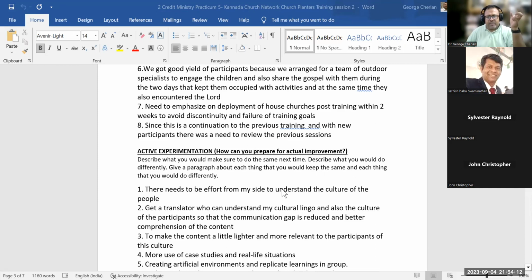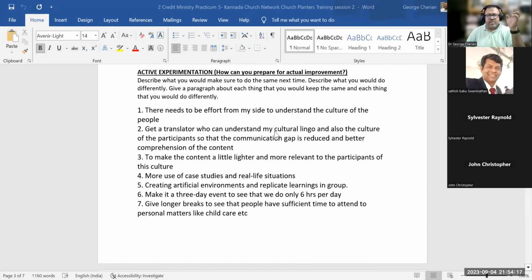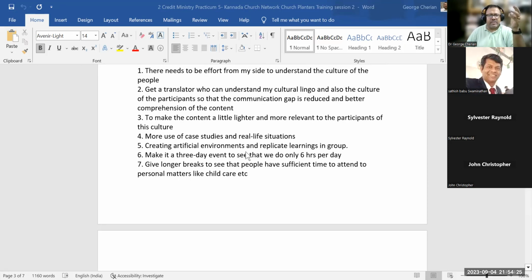Now, how can I prepare for actual improvement? There needs to be effort from my side to understand the culture of the people. Get a translator who can understand my cultural lingo and also the cultural lingo of the participants, so that the communication gap is reduced and there is better comprehension of the content. Make the content a little lighter and more relevant to the participants of this culture. More use of case studies and real life situations. Creating artificial environments and replicating learnings in the group.